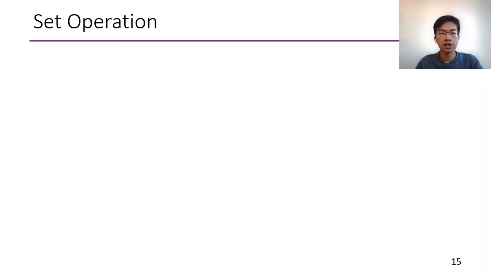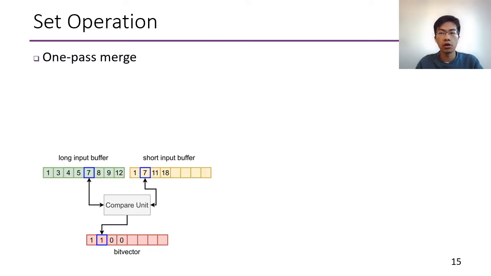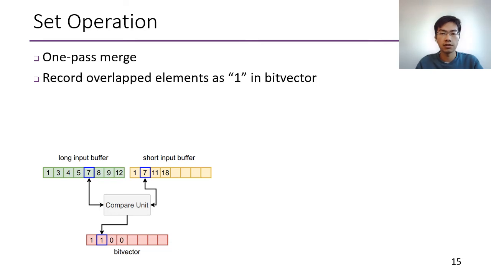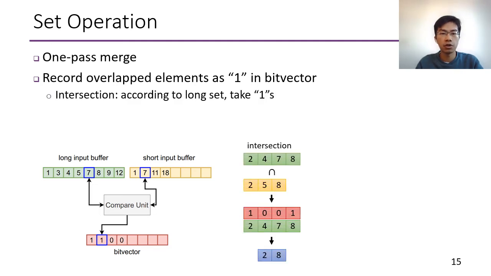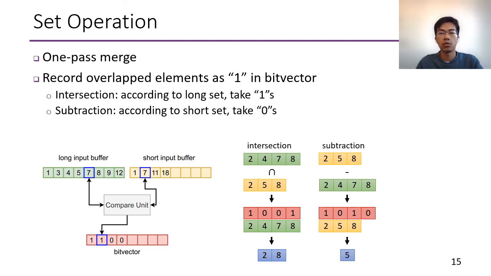For set operation, since we need a unified and simple way to deal with intersection, subtraction, and anti-subtraction, we always compute the intersection of two input segments on an IU regardless of the required operation, using a simple compare unit that streams in the two input lists similar to previous work. The results are stored as a bit vector with the same length as the long segment, with different meanings for different operations. For intersection, we need to record bit I as 1 if element I in long segment is overlapped with some element in a short segment. Those elements in long segment mapping to 1s are the results. For subtraction, we need to record according to the short segment and take those zeros.